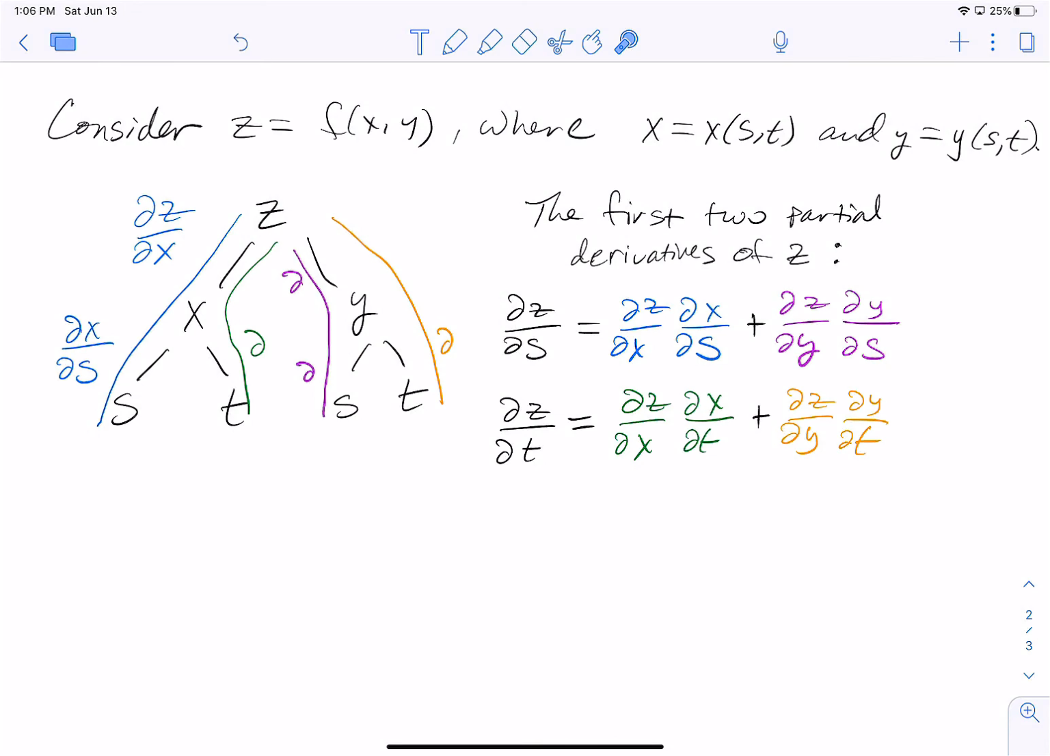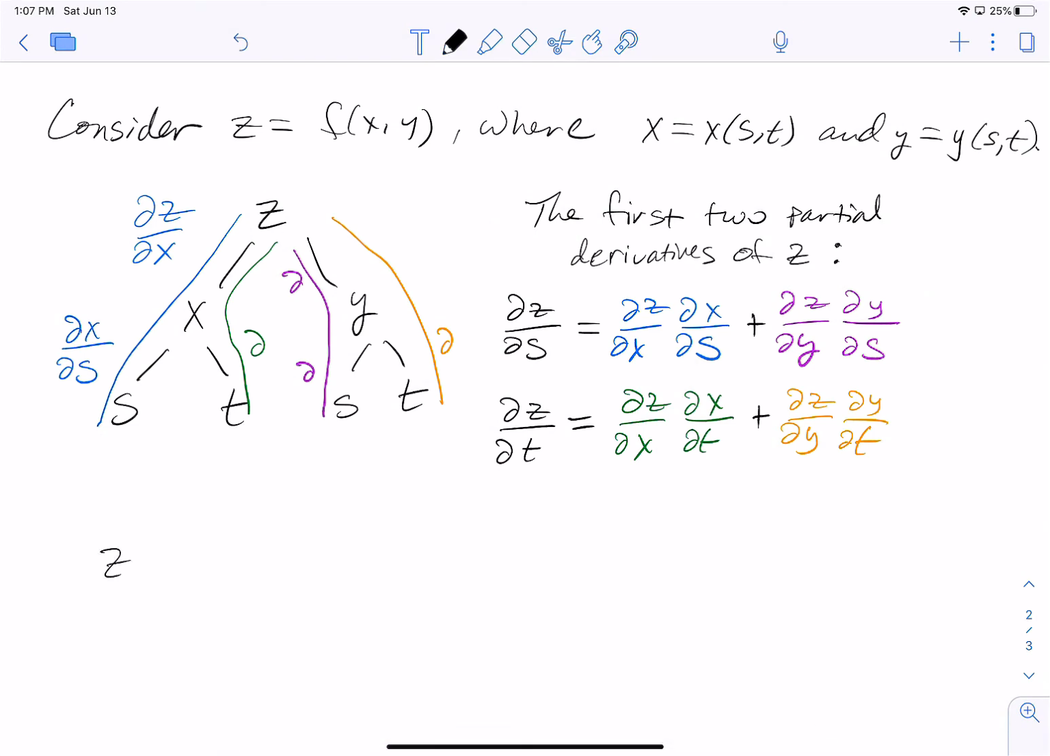Does it branch? If it branches, it's a partial. At x, if it branches, it's a partial. And then we have to consider ultimately how many input variables are in the very, very bottom level. If it's only one, then we can talk about the derivative of z with respect to that variable. If it's more than one, then you're going to have that many partial derivatives, with respect to s, with respect to t in this case.